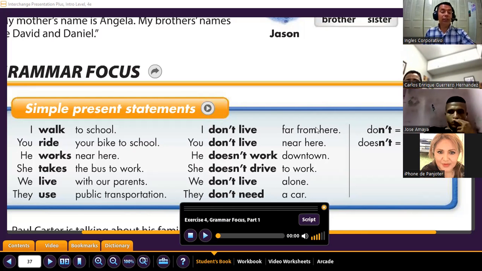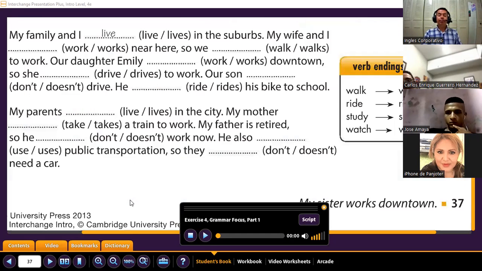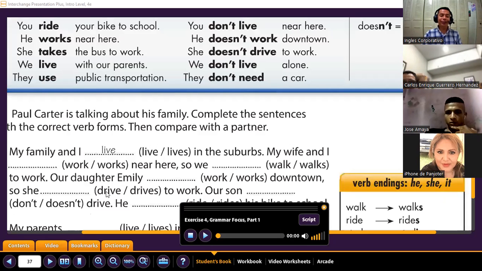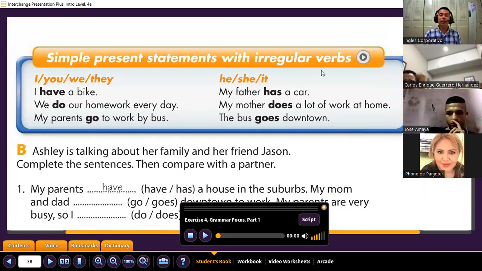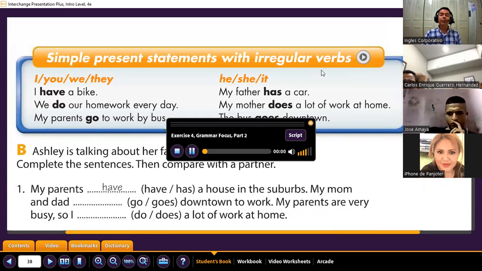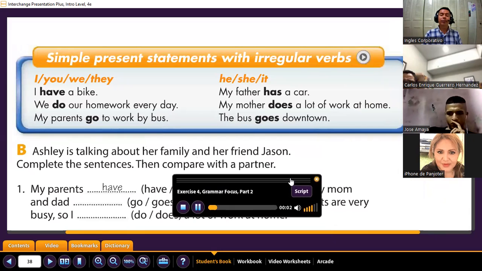Good. Questions? Esto ya lo habíamos visto, ¿verdad? Pero ¿hay alguna pregunta? Okay, continue. No question. I like it. With no questions, I think everything is clear, right? Good. And we have some special verbs. Listen, please.